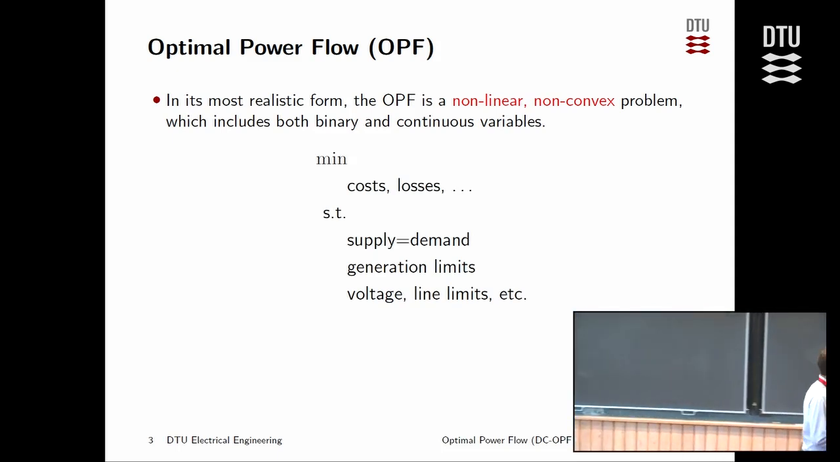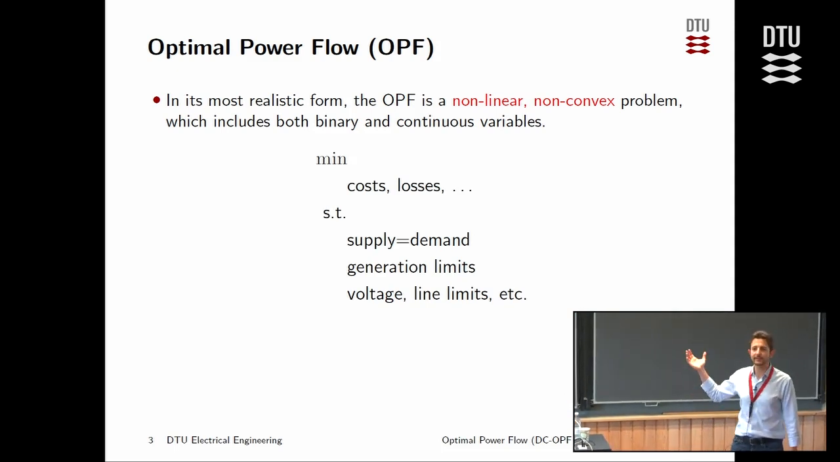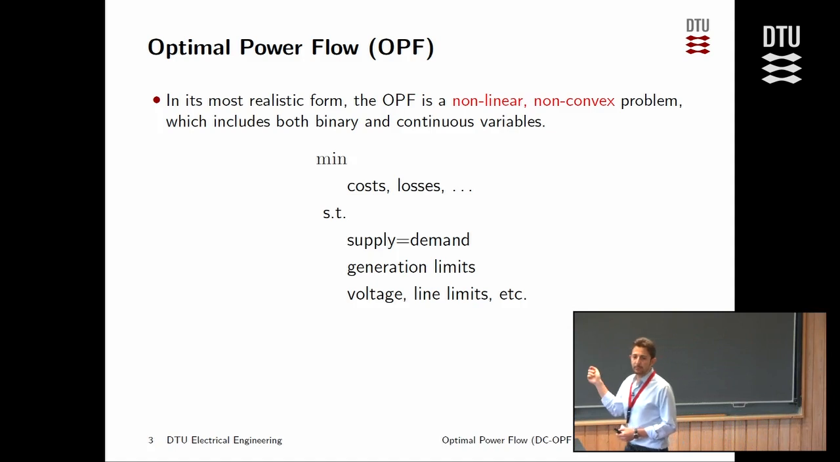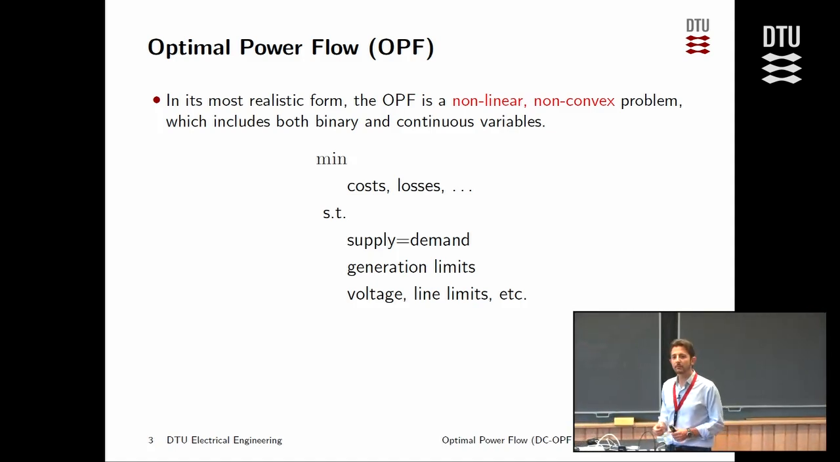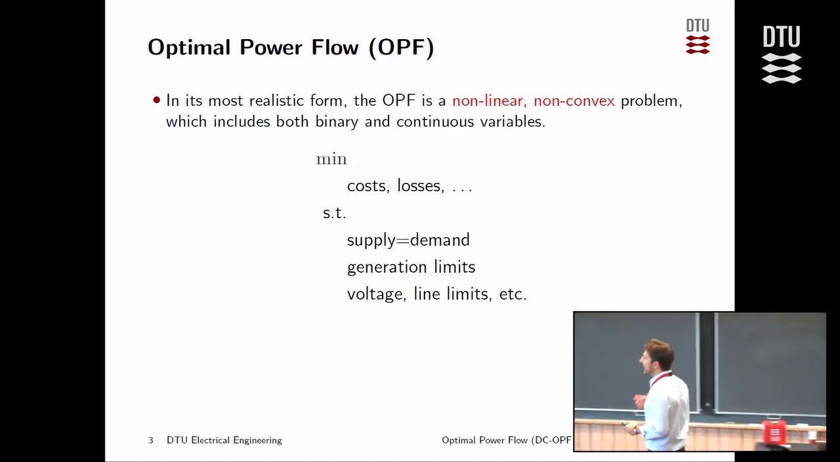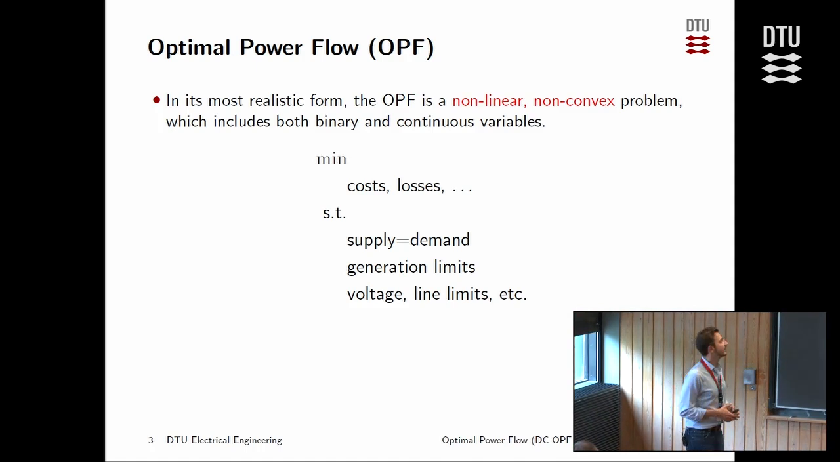So what we do here is we have different objectives. We can minimize costs, we can minimize transmission losses, right? And we have different constraints. The most important of them is that the supply must always meet the demand, right? And then we might have different operational limits in terms of generation or voltage limits and things like that.